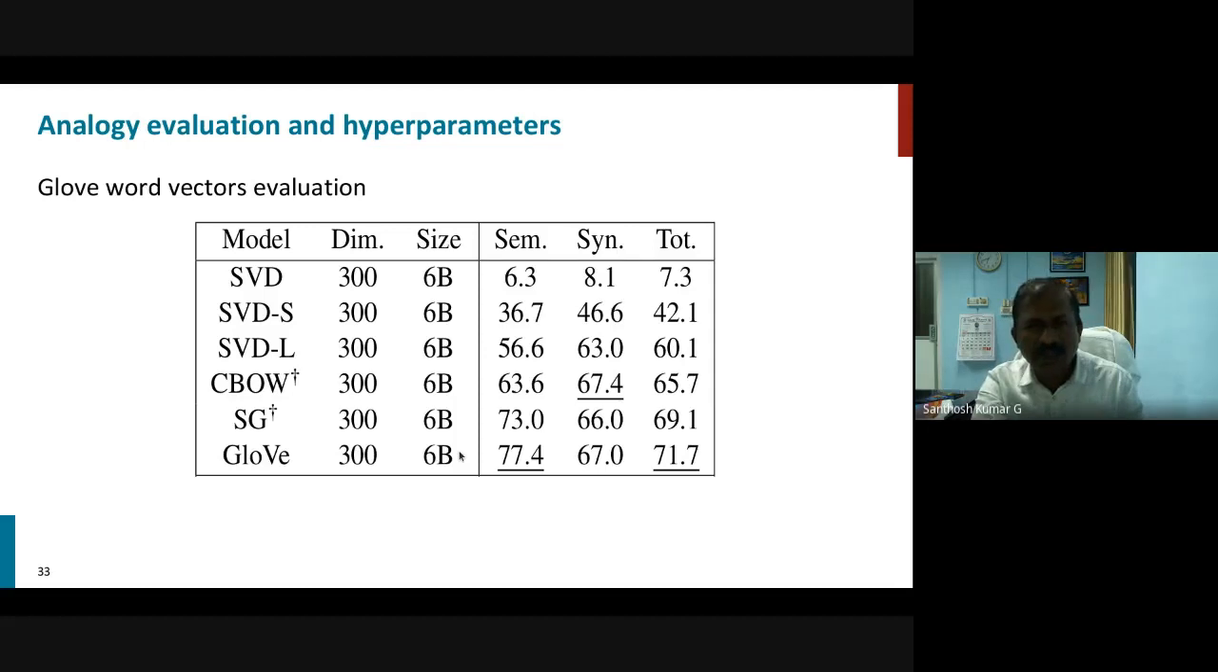So these are some experiments they have done with different models, SVD and continuous bag of words, GloVe, etc. So you can see their results, semantic and the syntactic similarity and the total similarity. So GloVe vectors give better results, right? And these are the hyperparameters that we have to fine tune. Maybe the dimensions. If dimensions are kept the same, but to improve things, you may have to work with the hyperparameters and do the experiment again and see the results.